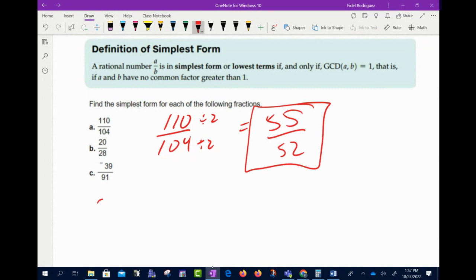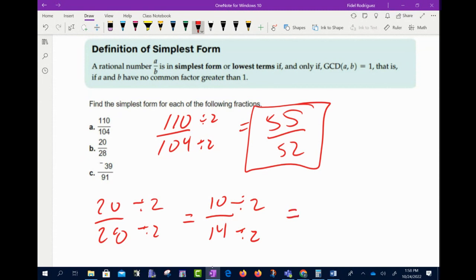Okay. Part B, look, 20 over 28. Let's divide them both by 2. Half of 20 is 10. Half of 28 is 14. We can play that game again. We can divide them both by 2. That's 5 over 7, and we'll stop right there.